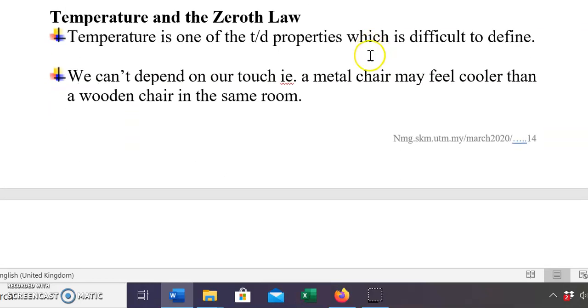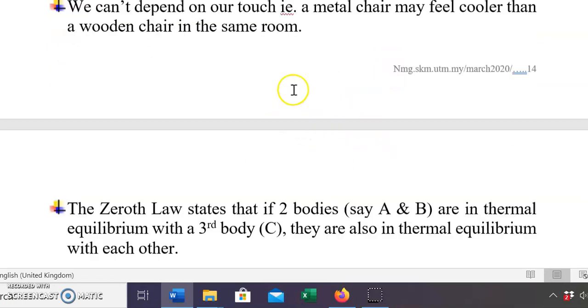Next, we go to temperature and the zeroth law. Temperature is one of the thermodynamic properties which is difficult to define. Why is that? If you are in a room at 20 degrees C and you touch a metal chair or a wooden chair, they happen to be in the same room, you would have felt that the metal chair somehow felt cooler. But we cannot depend on our sense of touch.